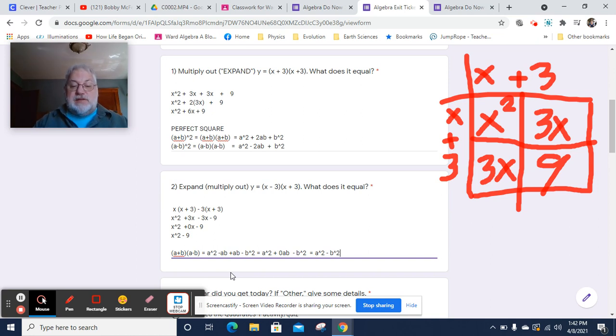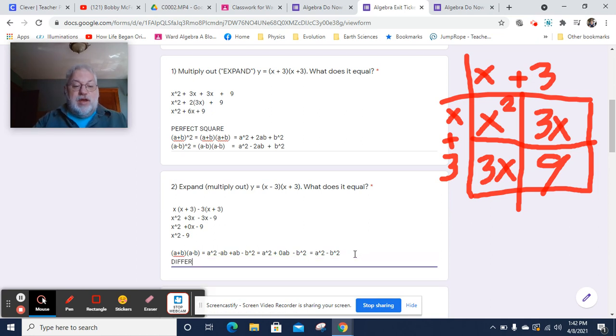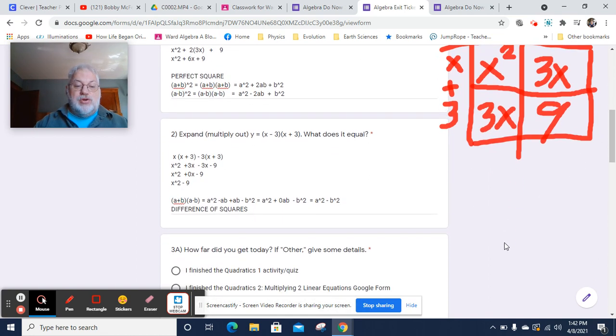Okay, and that is a square, and that's a square, and it's a difference of two squares, so we call it a difference of squares. This is another structure that will be really handy to pay attention to going forward into the future.